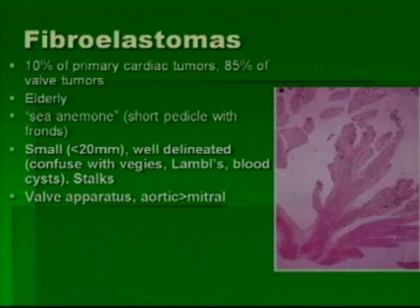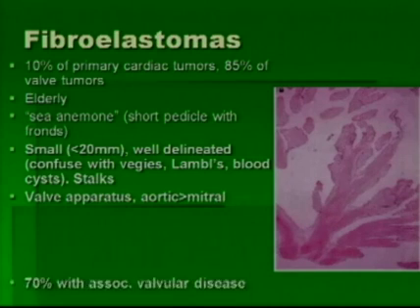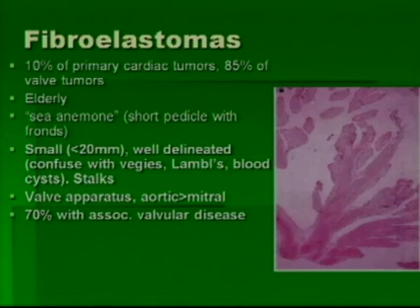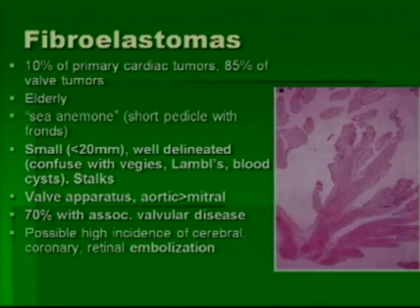Fibroelastomas are generally attached to the valve apparatus. They occur more commonly on the aortic valve and then the mitral valve. They're very rare on the pulmonic and tricuspid valves. 70% are associated with some sort of valvular disease, usually regurgitation. And there may be a high incidence of cerebral, coronary, and, as has been reported in the literature, retinal embolization. But it's still quite unclear what should be done with these if they haven't embolized.